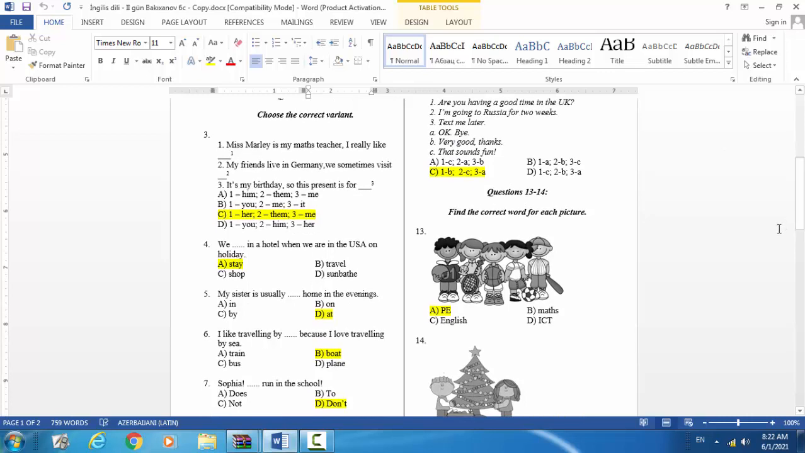Question 3. Choose the correct variant. Miss Marley is my math teacher. I really like her because Miss Marley is a woman. My friends live in Germany. We sometimes visit them because friends is a plural noun. It's my birthday, so this present is for me. The object pronoun is me for first person. C variant is correct in this question.